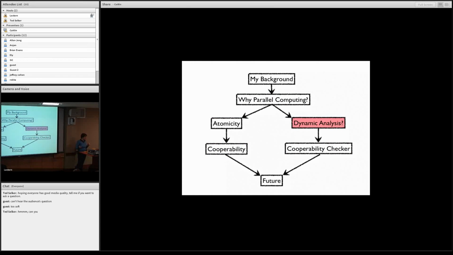Okay, so let's talk a little bit about dynamic analysis. So I've introduced cooperability, which I think is a really cool property. The one thing is it's a little bit complicated to get right away, which is not very good if you want it to be something that helps people understand things, but once people get it, they seem to like it.